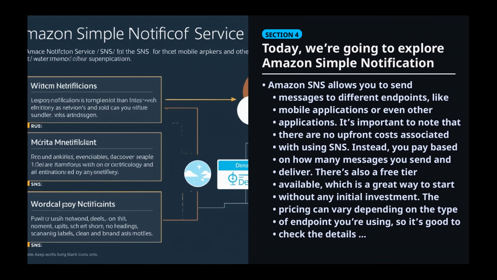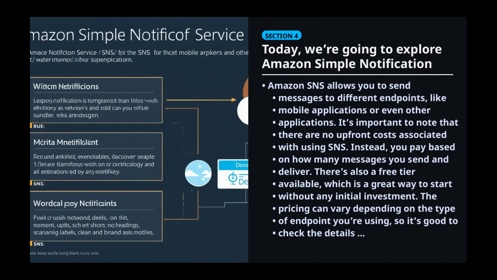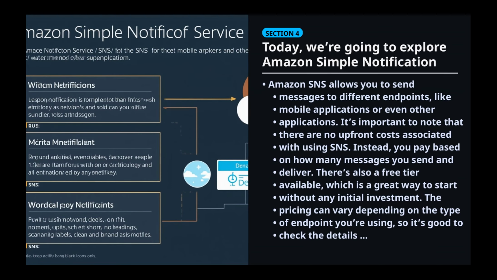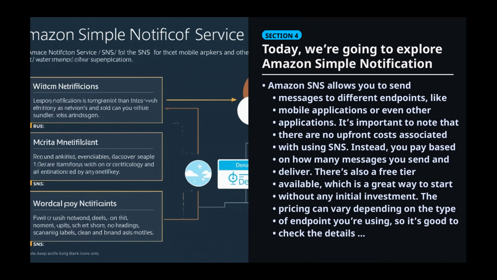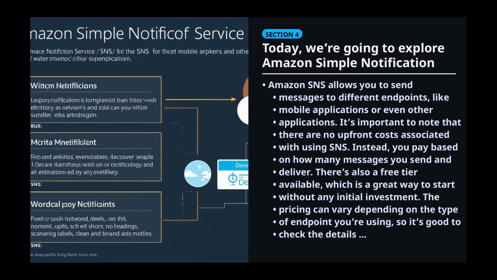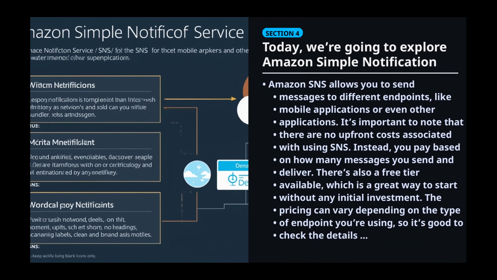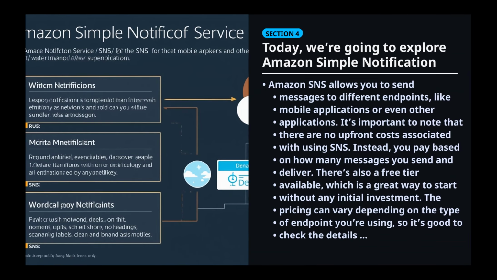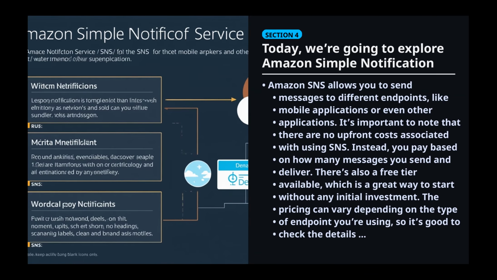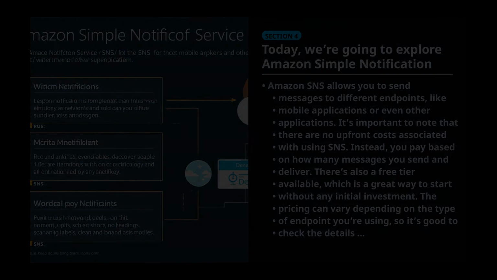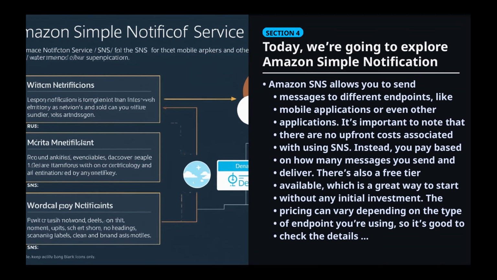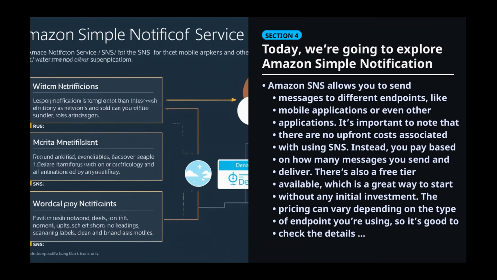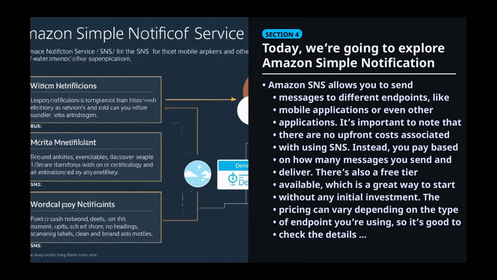The pricing can vary depending on the type of endpoint you're using, so it's good to check the details. One of the key features of Amazon SNS is its ability to manage messages effectively. For example, if you have an application that needs to notify users about updates, you can set it up to send push notifications directly to their mobile devices. This ensures that users receive timely information, enhancing their experience.